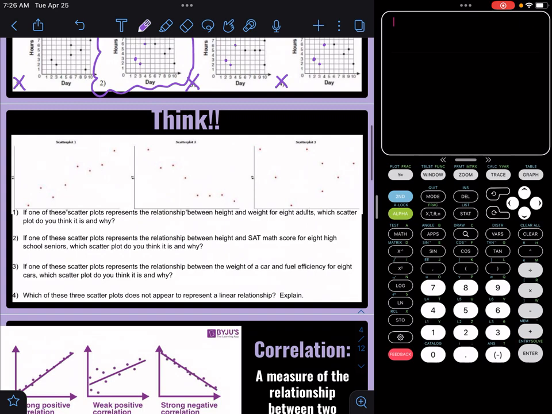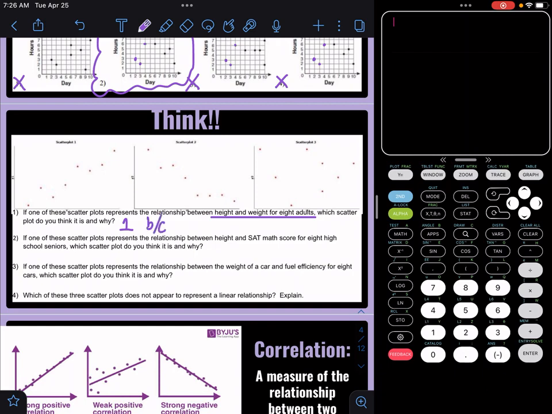Let's think. We have these 3 different scatter plots. Question 1 says, if one of these scatter plots represents the relationship between the height and weight for 8 adults, which scatter plot do you think it is, and why? Well, if we think about how tall somebody is and what they weigh, normally they both increase together. The taller you are, the more you weigh, normally. So I would say scatter plot 1. And why? Because generally, the taller you are, the more you weigh.